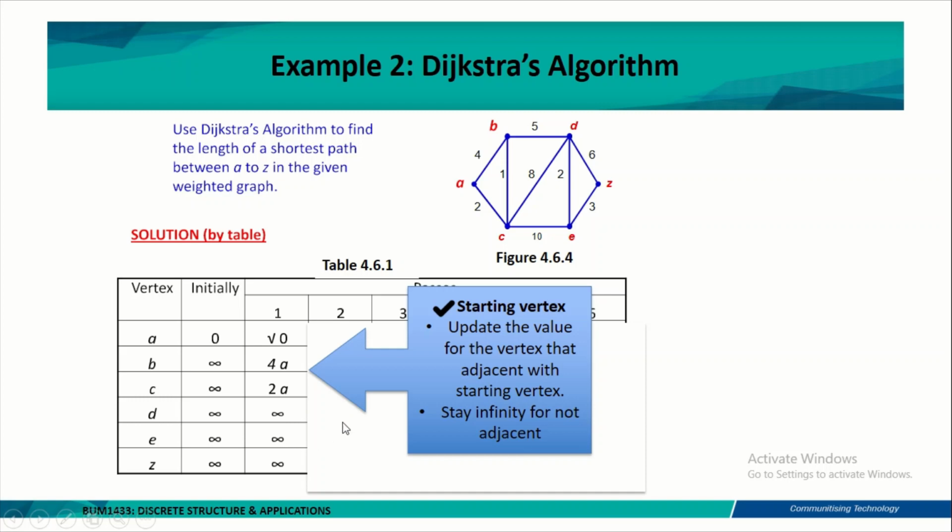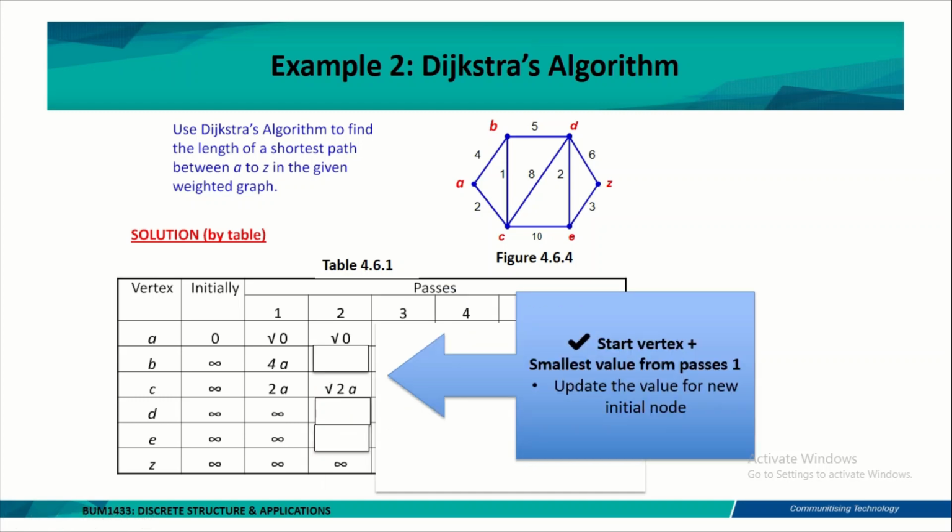Okay, let's see pass 2. In pass 1, we find the smallest value. So we have it at C here, the 2. We need to tick the smallest value from pass 1, so we have 2A here. Our current node here is the point C. We see that C is adjacent to B, D, and E.